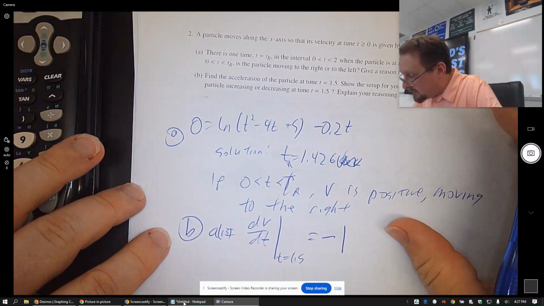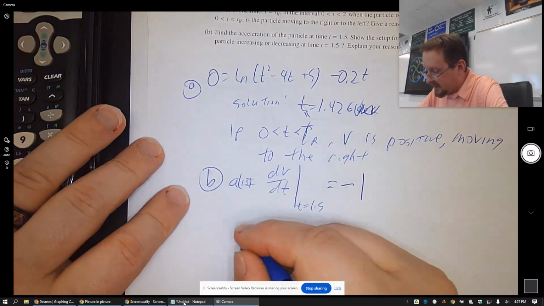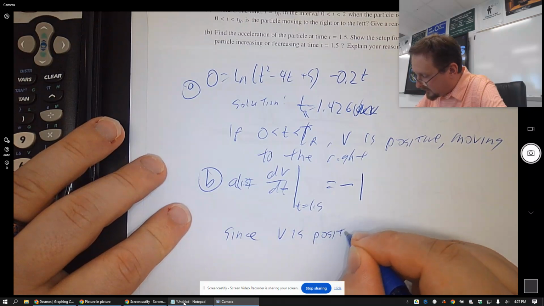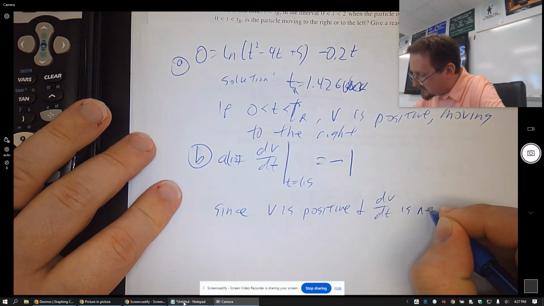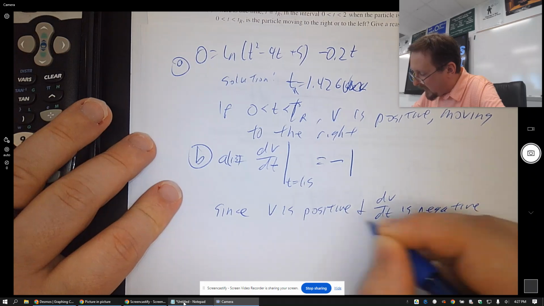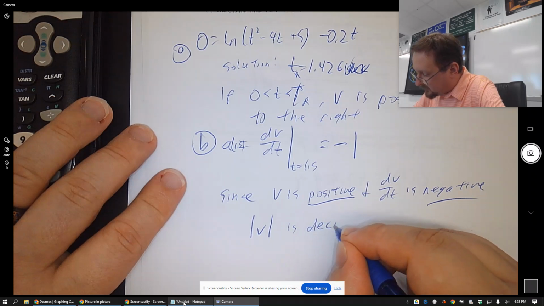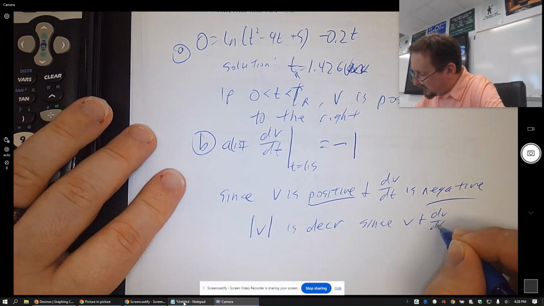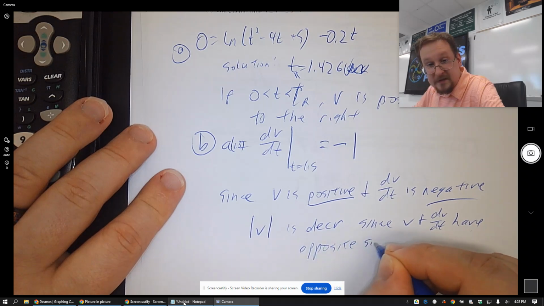And so what am I going to say? Is the speed of the particle increasing or decreasing? Okay, so I'm going to say since v is positive and dv dt is negative, in other words, they have opposite signs, the absolute value of v is decreasing since v and dv dt have opposite signs.